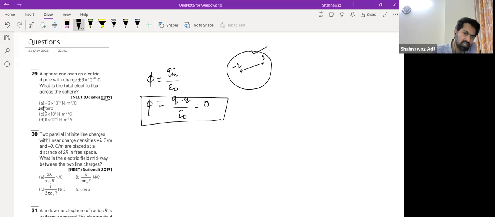Is that clear, guys? Yes, sir. So we don't need to worry about these numbers. Whatever values they have given, the total charge will add up and ultimately give you 0, right? So just quickly note it down. You have only 2 sentences to write.